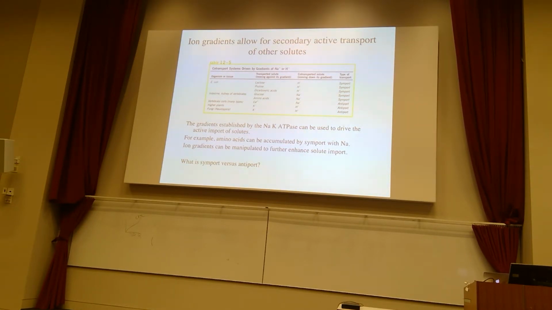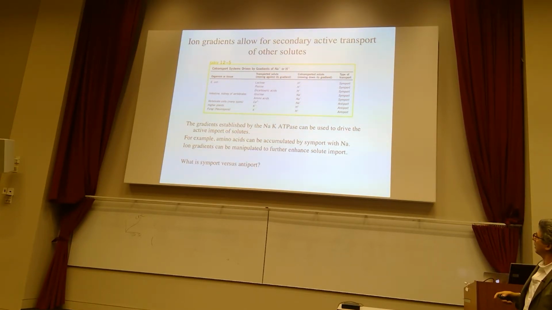So this is what we call secondary active transport. Here's a list of additional solutes that can be transported, typically imported into the cell. If we want to take up amino acids such as proline or saccharides such as lactose or glucose, we can just bring them into the cell at the same time that we transport one of these ions such as sodium into the cell.